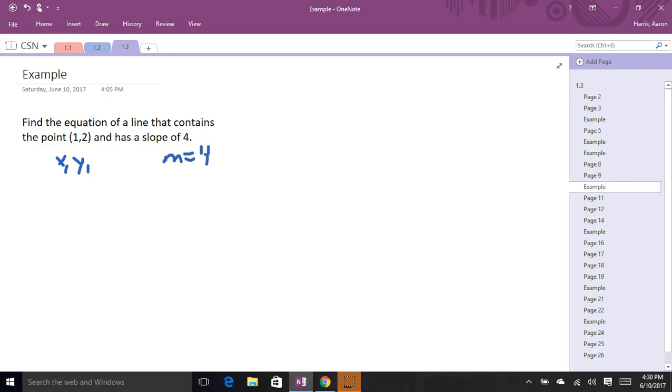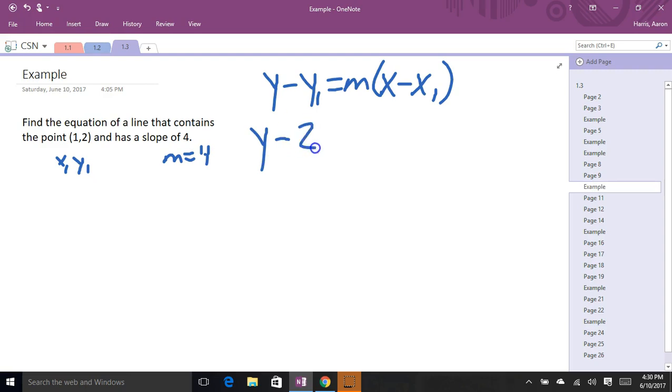So the first thing we're going to do is we say, oh, I have a point and a slope. I'm going to use point slope form. I'm going to write my point slope form equations. So I'm going to go y minus, I plug in my y1, which is 2 here.